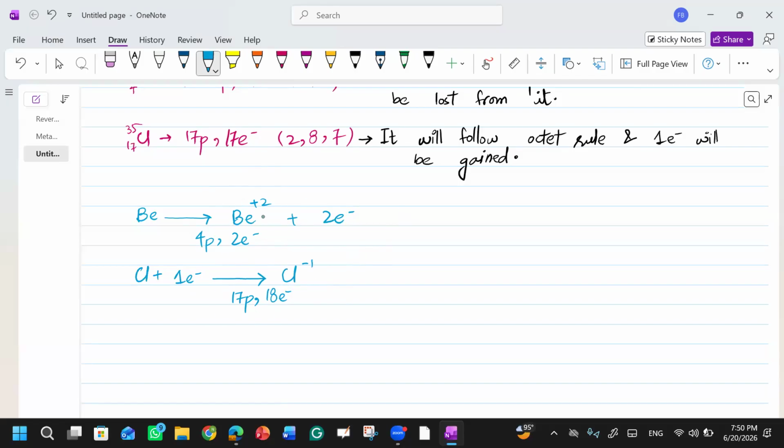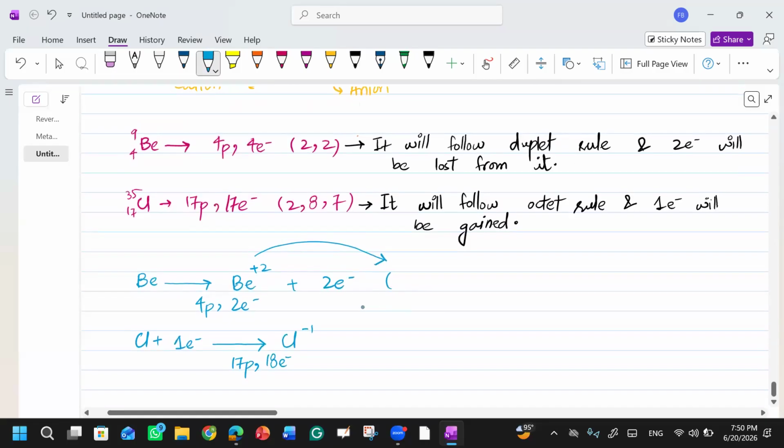Can you help me write the electronic configuration of this? What will be the electronic configuration of beryllium 2 plus? It will be just 2, because it has lost 2 electrons. So it will just have 2 now.